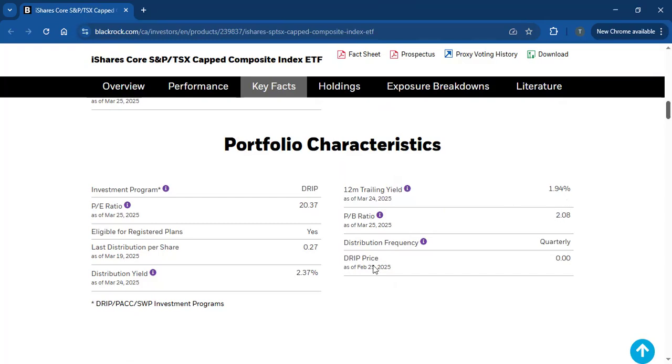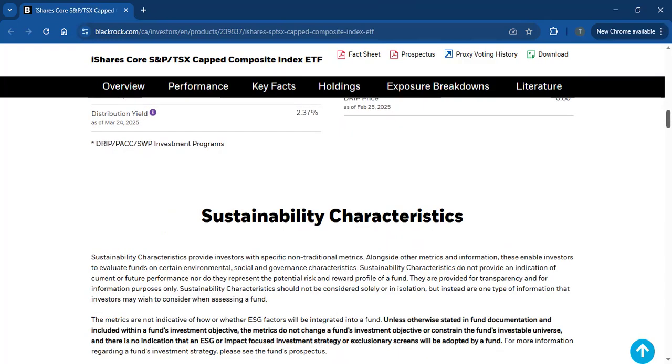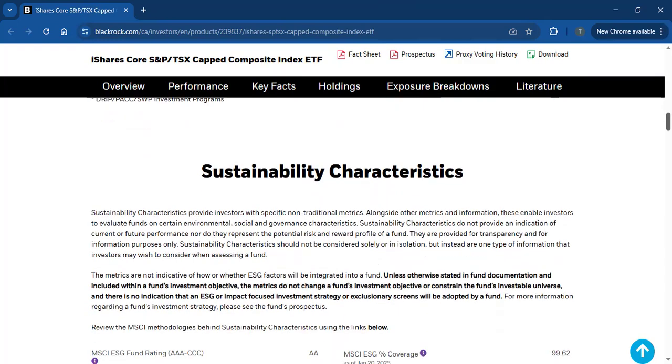This one is more important when you are doing capital gain or trading, but it is also important when you're investing, because you can now see they have the PE ratio and the distribution is quarterly. Stuff like that. Let's move downward and see the sustainability characteristics.